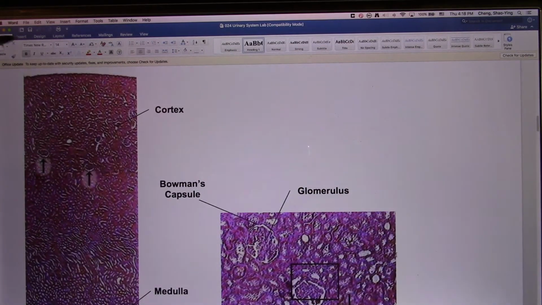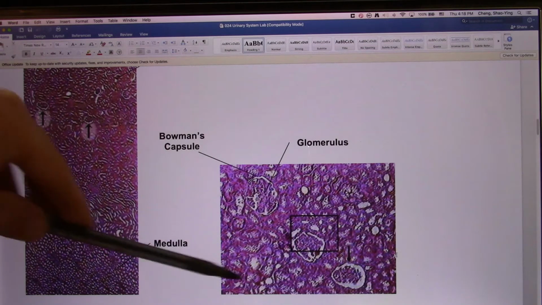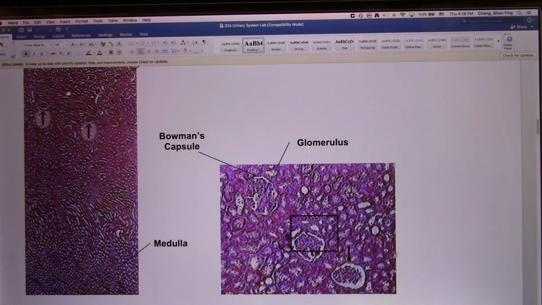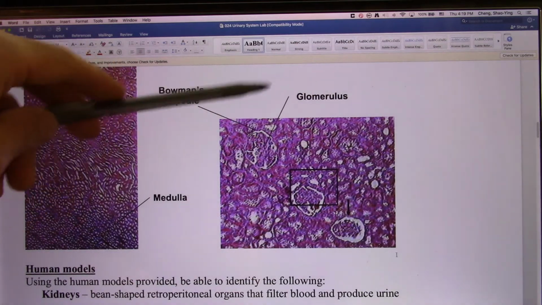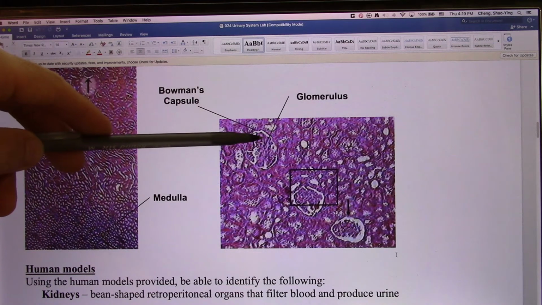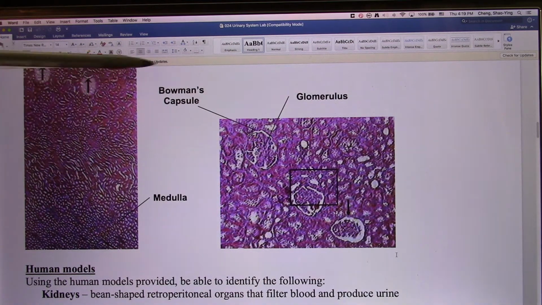So the kidney has the cortex part and the medulla part. And that's the small size. Zoom in and look at the Bowman's capsule, glomerulus. We're going to also look at those models. So glomerulus, that's the capillary network, sends the blood to the nephron, and the beginning part of the nephron is called the Bowman's capsule.